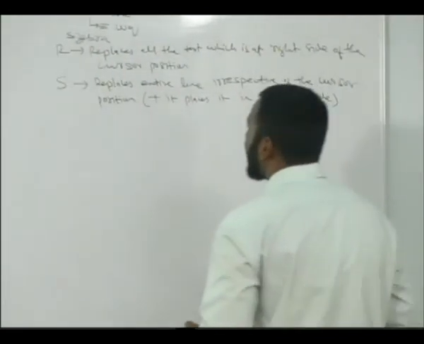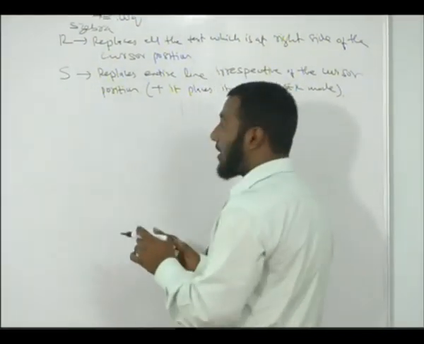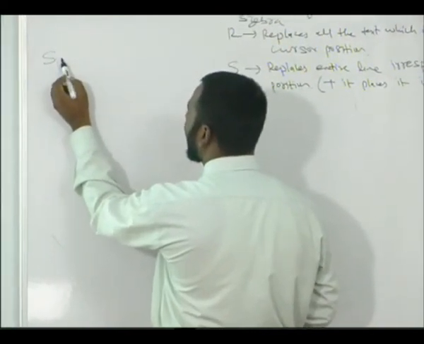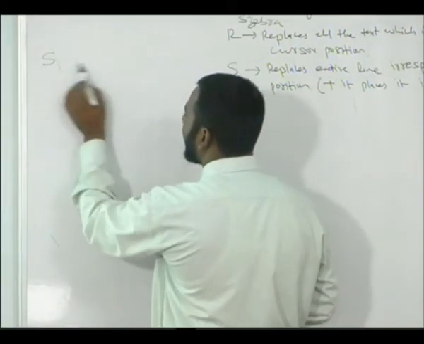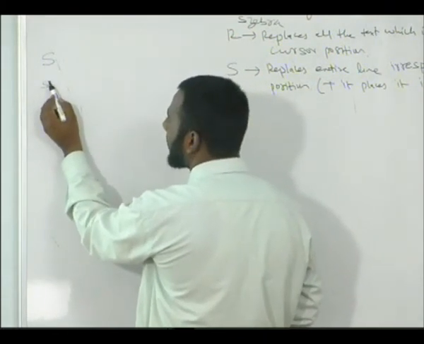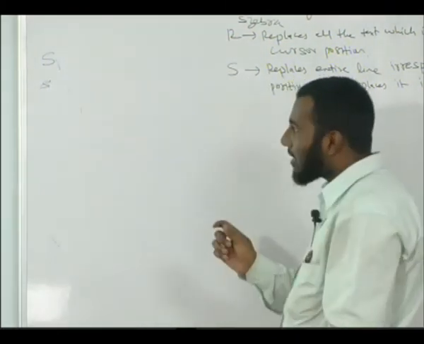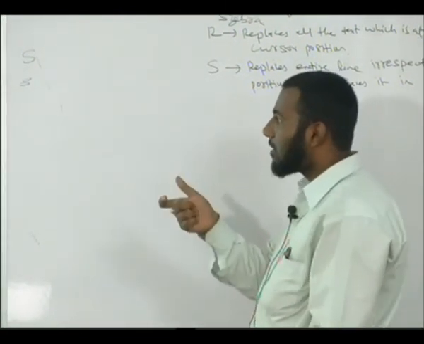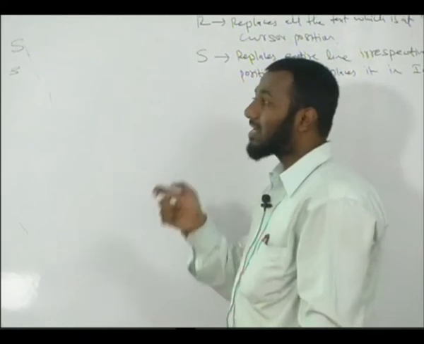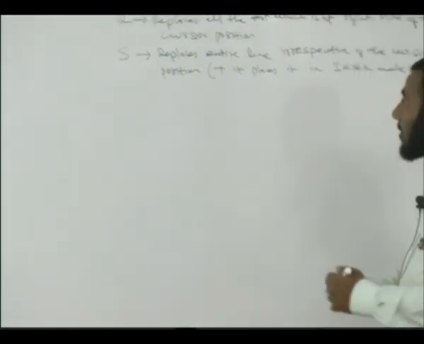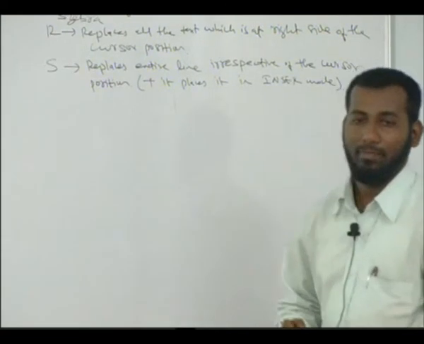So there is a difference between uppercase S and small s. What is the difference? Uppercase S is used for replacing the entire line irrespective of the cursor position, whereas small s is used for replacing a character with a word, and that character which is under the focus will be replaced. Okay. So there is a very important distinction between them.